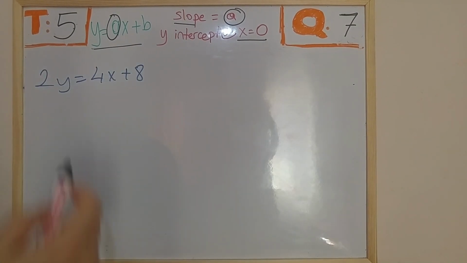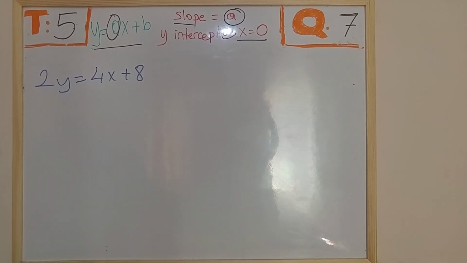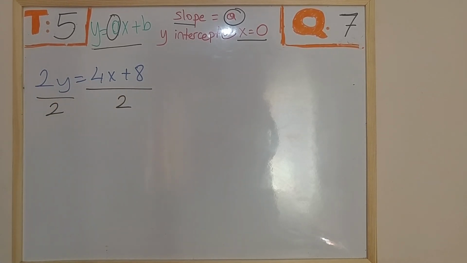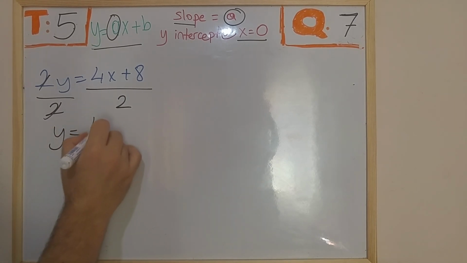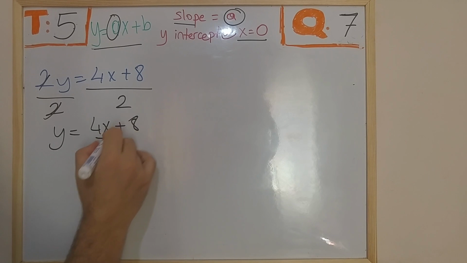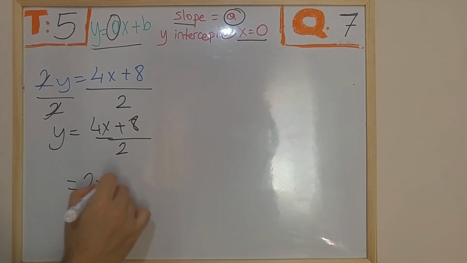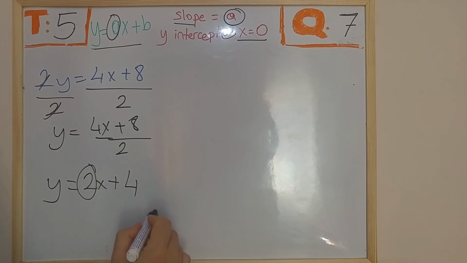And the slope here, therefore we need to turn this equation into the form y = ax + b. How can we do that? It's simple here, because we don't have anything else. We just divide each side by 2. So the left-hand side becomes y, and the right-hand side is 4x/2 + 8/2, which is equal to 2x + 4. And here the coefficient of x, as we see, is equal to 2. Therefore, the slope of this equation is 2.